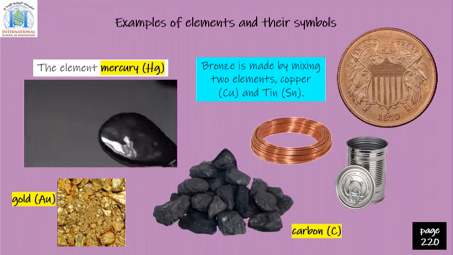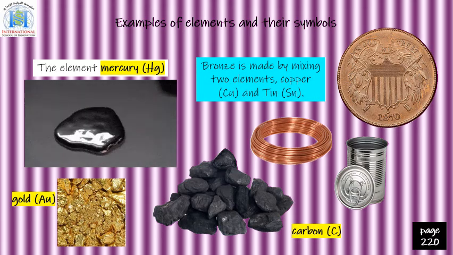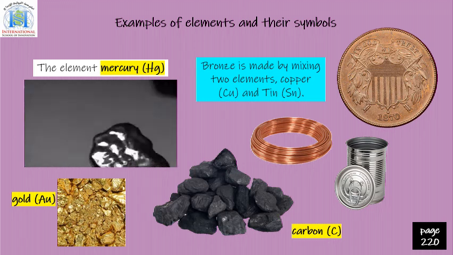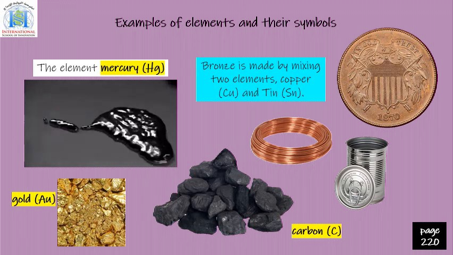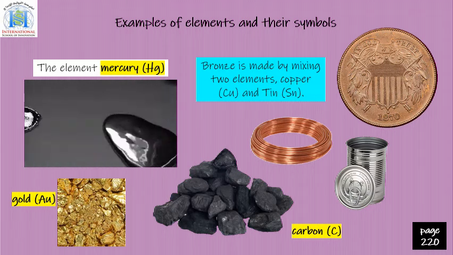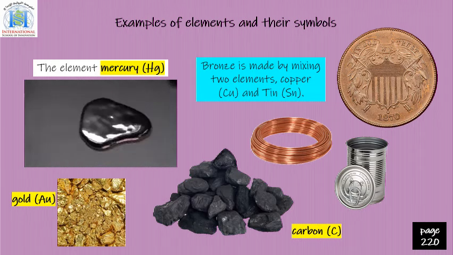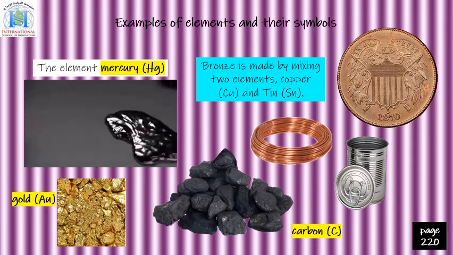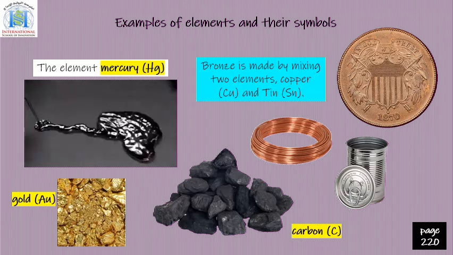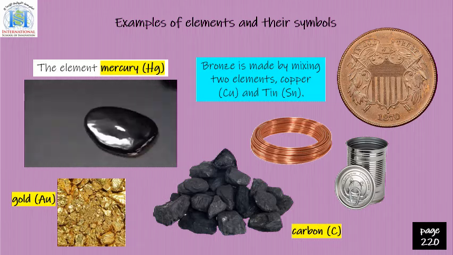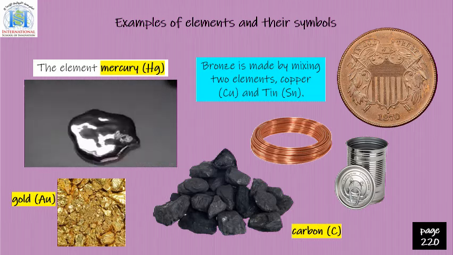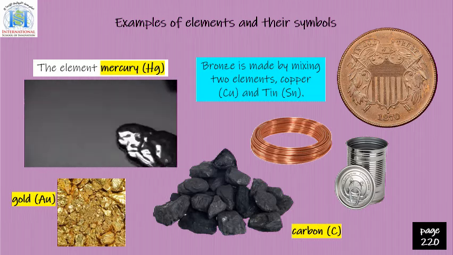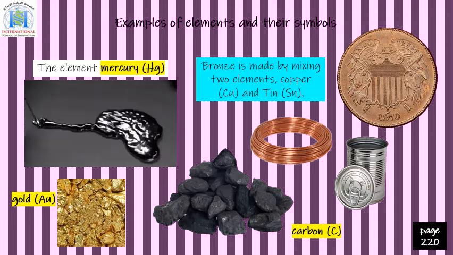Bronze. Is bronze an element? What do you think? No, it's a compound. Good job. Bronze is made of two different elements, which are the copper and the tin. So the bronze can be broken down into two simpler substances. It's not an element, it is a compound. Cu for copper, Sn for tin.